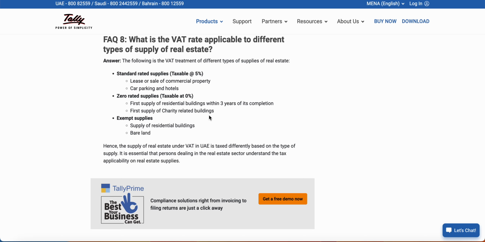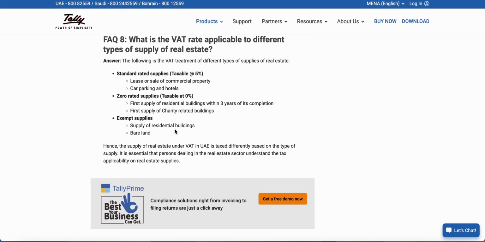Similarly, for charity related buildings. And then there are exempt supplies. Subsequently, when residential buildings are sold, when one buyer, the first buyer, sells to the second buyer, because residential as well as commercial properties are made by builders in UAE, they sell to the buyers through agents. Now, after the first sale, the second supply of a residential building will not be zero rated, it will be an exempt supply, and this includes bare land.